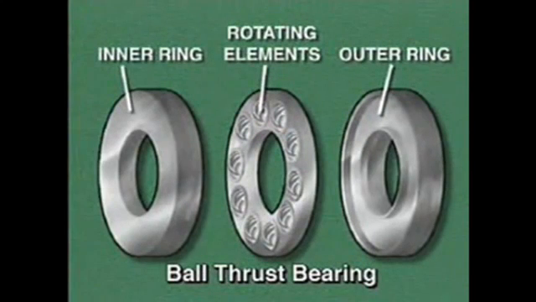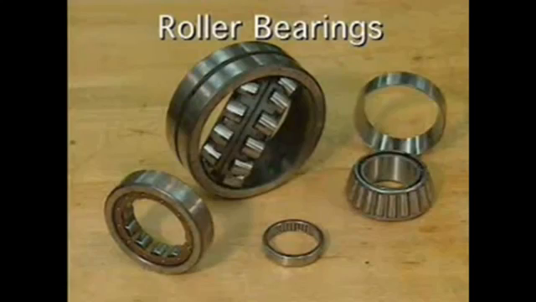This illustration shows the main parts of a type of ball bearing called a ball thrust bearing. In a ball thrust bearing, the inner and outer rings are parallel to each other instead of one inside the other. This placement of the rings allows the bearing to support axial load, but only a small amount of radial load. The other basic category of rolling contact bearings is roller bearings.